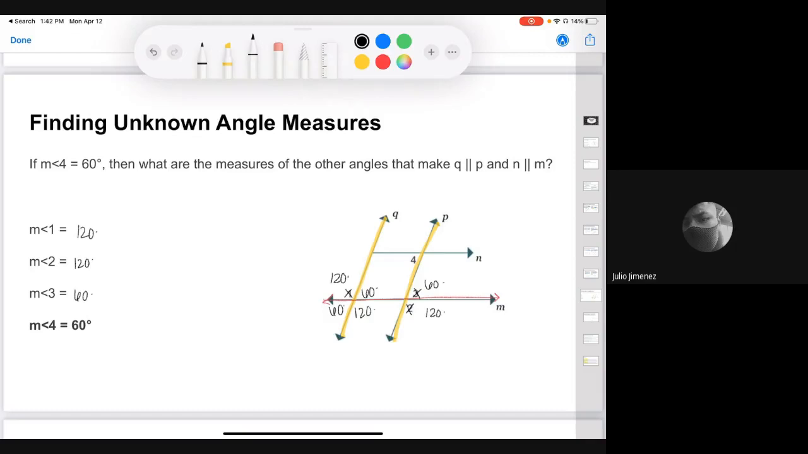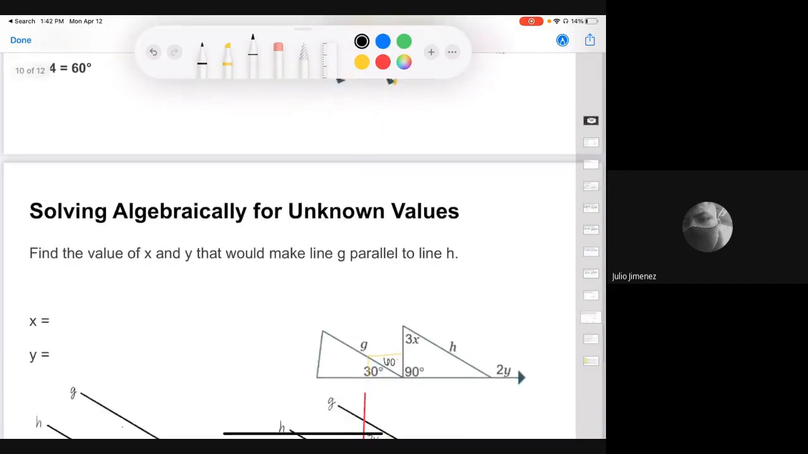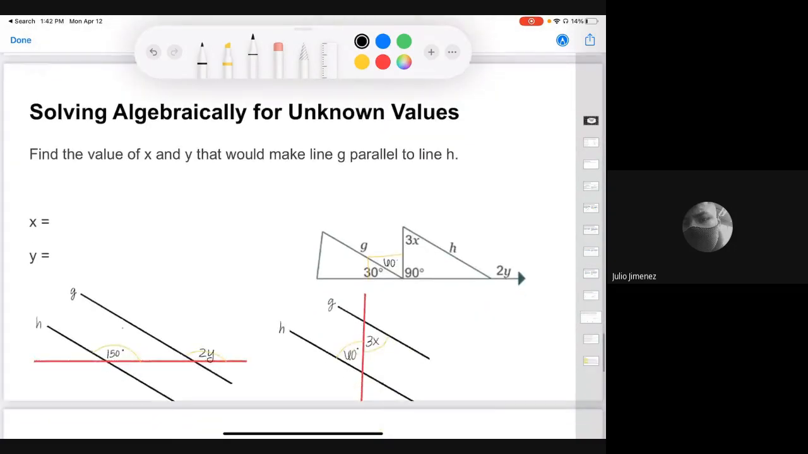Okay, so based on the fact that these lines are parallel, what I'm able to do is solve for my missing angle measures, depending on the type of theorem that I have, or depending on the relationship of these different types of angles. Okay, any questions here? Questions, concerns? No? Okay.